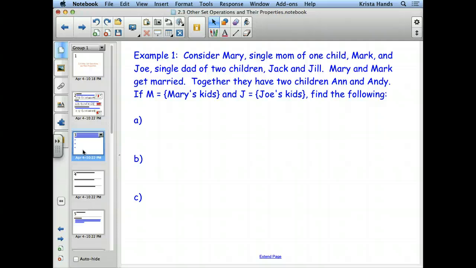Okay, Mary, single mom of one child, Mark. Joe, single dad of two children, Jack and Jill. It should say Mary and Joe get married. It would not be good for Mary to marry Mark.